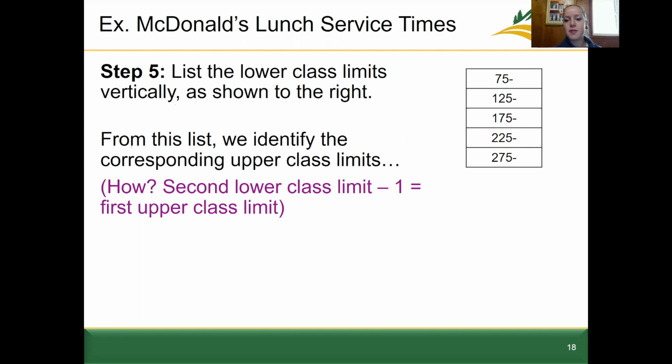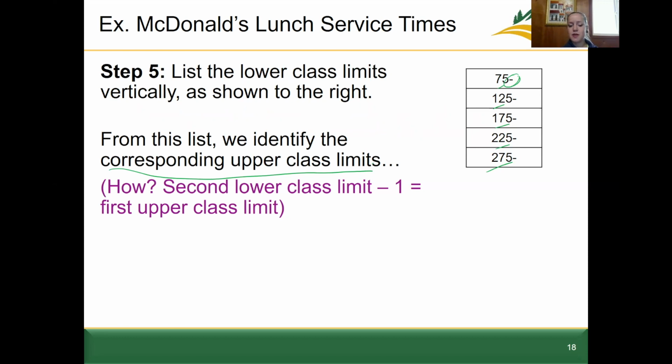So we've done that here. We have 75, 125, 175, 225, and 275. This dash here represents that we're going to have a range of values, so 75 to some upper class limit, but we haven't decided on those quite yet. Okay, from this list, we will end up identifying our corresponding upper class limits.